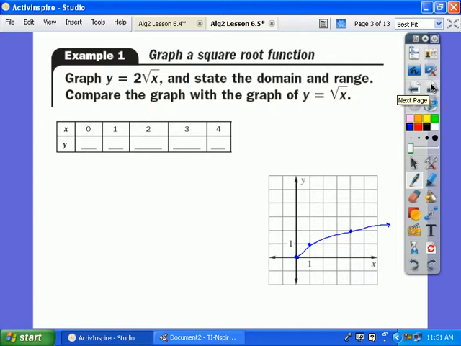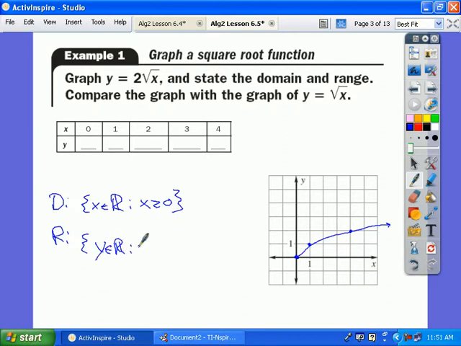The domain of this piece is x is greater than or equal to 0. Remember our understanding of domain: x is a real number such that x is greater than or equal to 0. And also range. Range talks about the y values. In this case, the range would say y is a real number such that y is greater than or equal to 0. We'll talk more about domain and range in a minute.